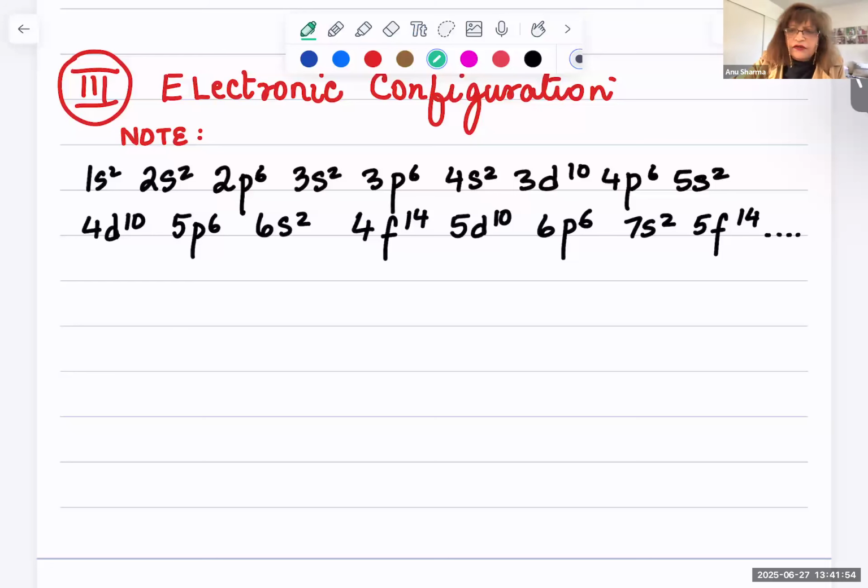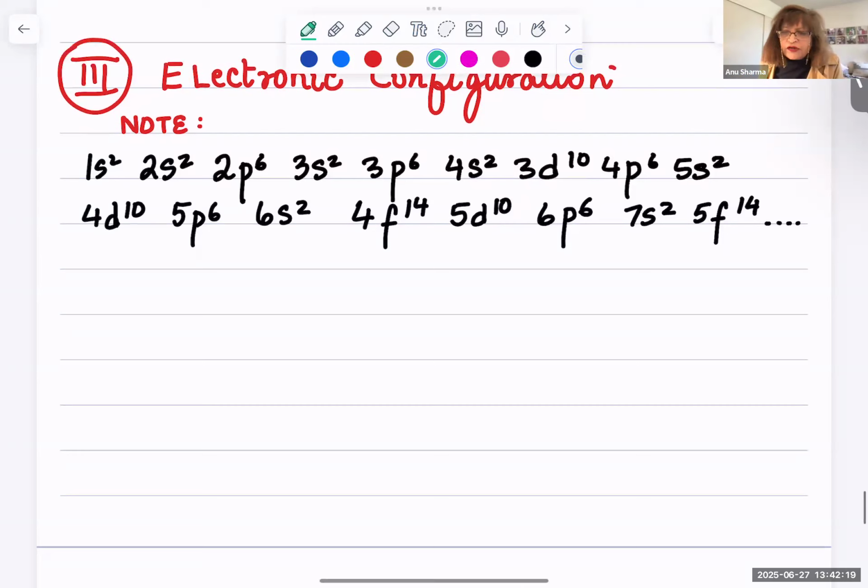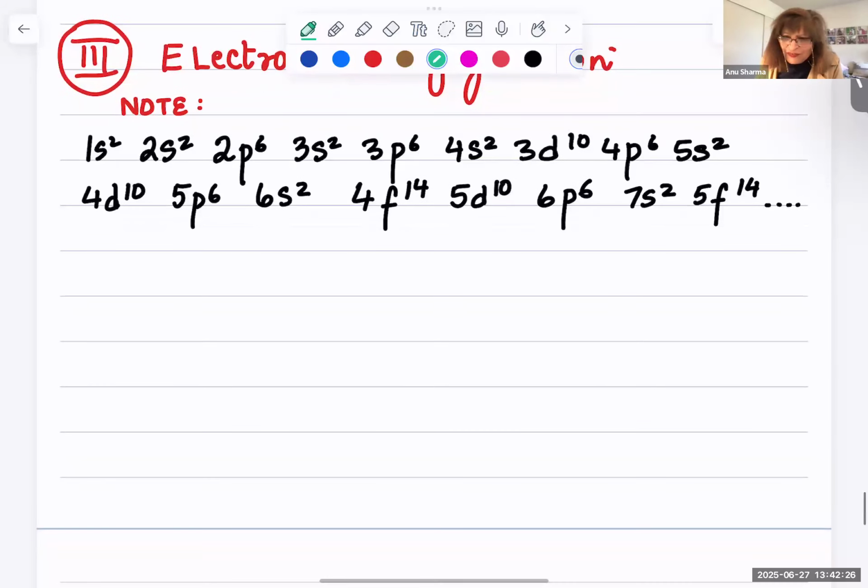There's a question here. They're saying that in chapter 3, question 83b, the answer skipped 3d10 from 4s2 and went to 4p6. Okay, Jessica, I do not know what 83b is. You have to write down the full question so that I know which particular question it is. I don't memorize the questions.